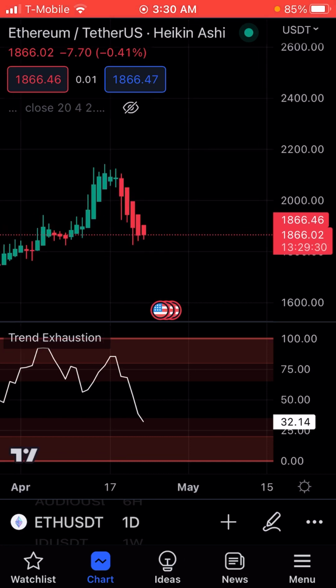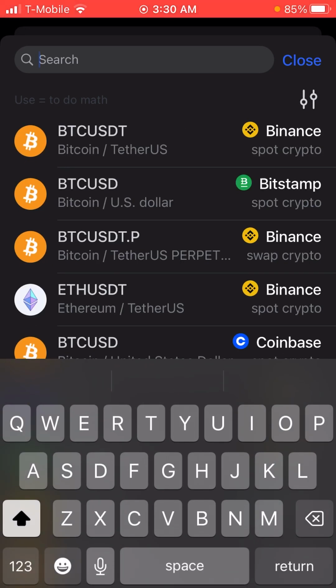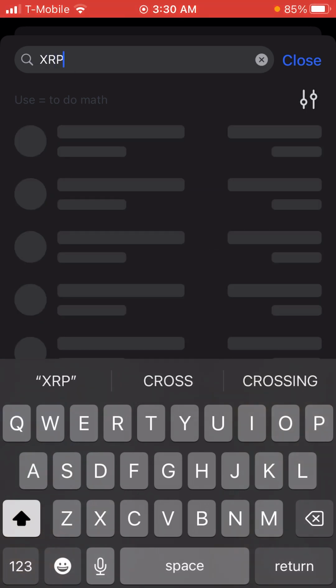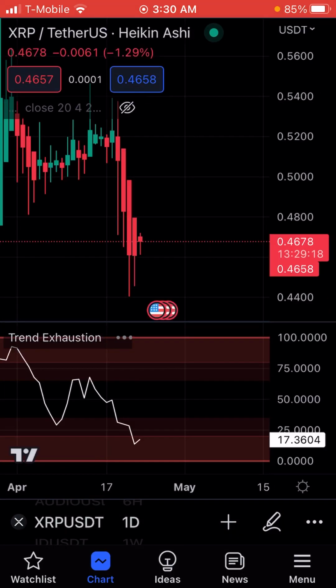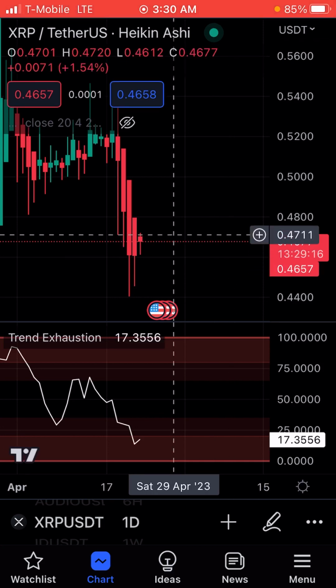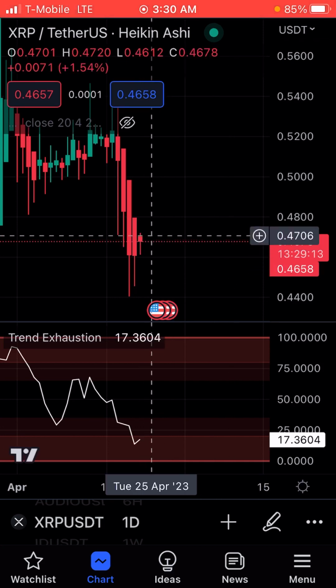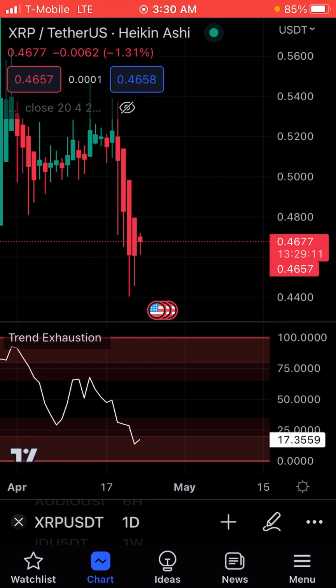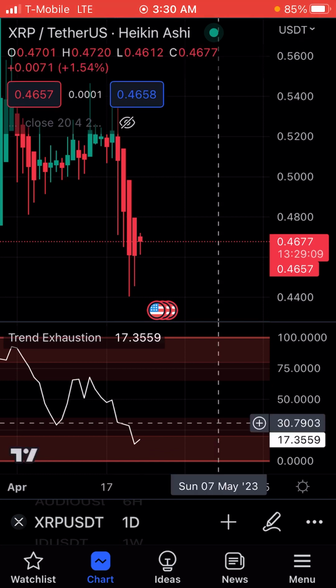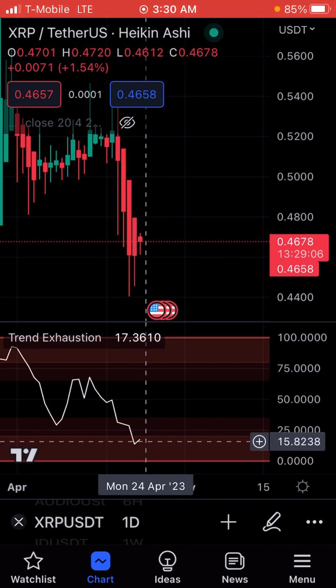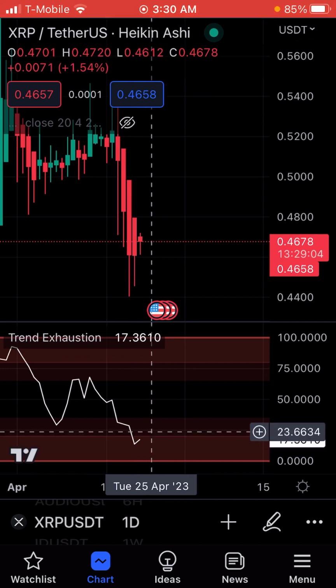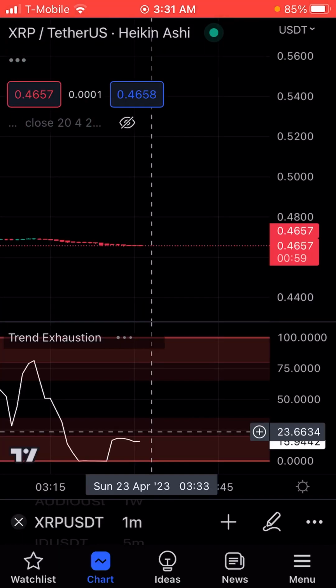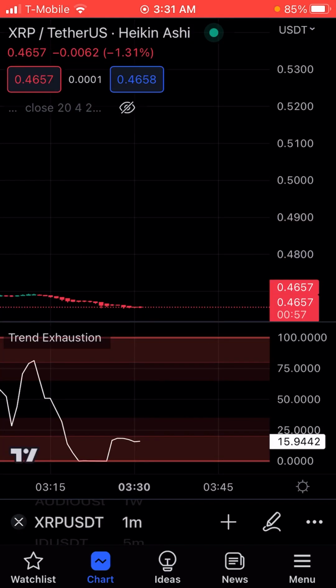So let's just find another crypto. Let's just go back to XRP. Okay, so for XRP, what we can tell here is it looks like the trend down is weakening, because the trend exhaustion touched the red zone and it's trying to go back up. So what I do in this situation is I go and look at the 1 minute, and we see that it's still going down.